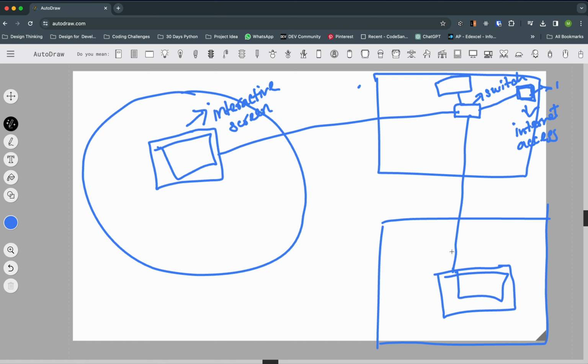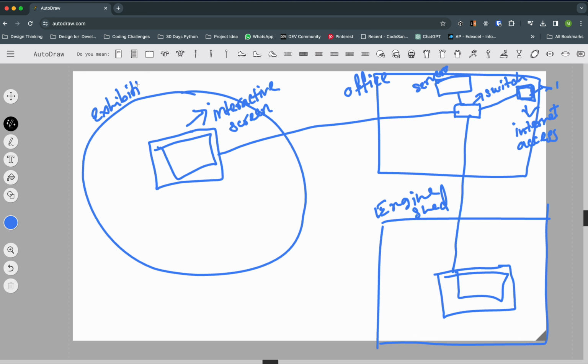here, and the server. This one is the server, the main computer, where people are controlling all these things from. So this one is the office and this one is the engine shed, right? Okay, and they said that this is the exhibition area. So from here all the visitors will be here, right?